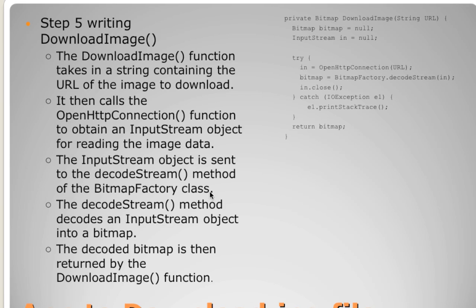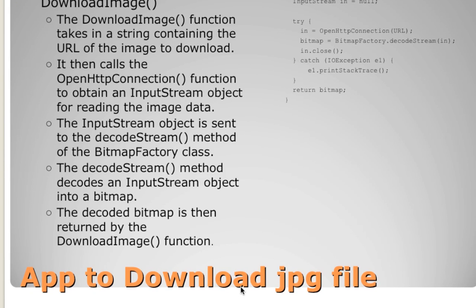In fact, all this functionality is built in for you. It already knows how to get a stream, how to decode a stream, how to figure out that it's an image, and how to add it to the image box, which is nice. The API really does automate a lot. So the decoded bitmap is then returned, hopefully, to the download image function.